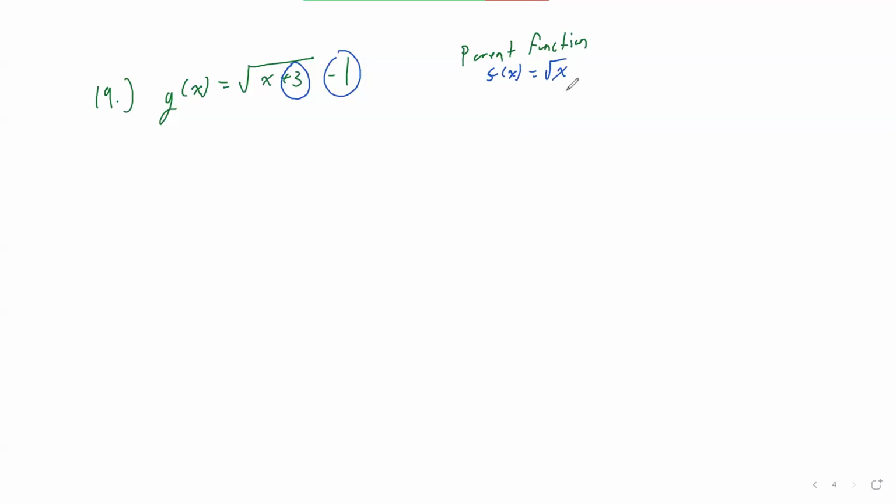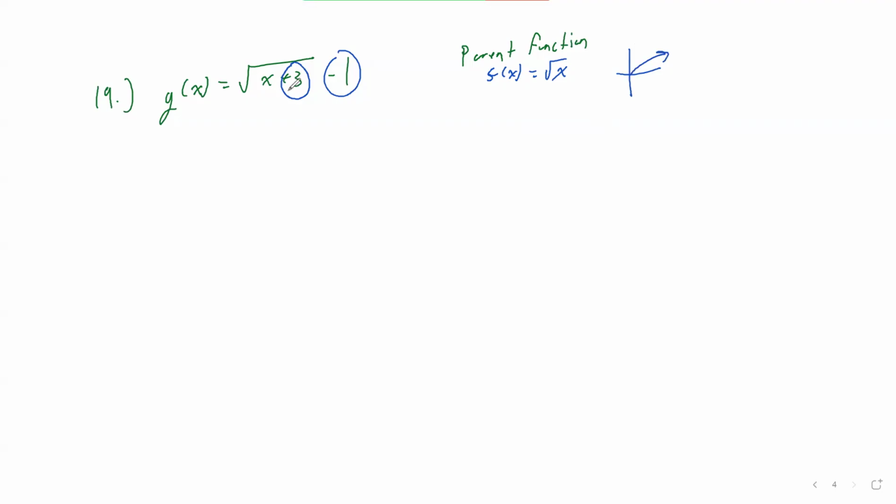All right. Let's look at number 19. Number 19 says g of x equals the square root of x plus 3 minus 1. Again, I'm gonna look at the parent function. So here's my plus 3 and my minus 1. Everything else looks like it would be originally the parent. So that means that I'm left with the square root of x. So that means I have a radical function that looks something like this.